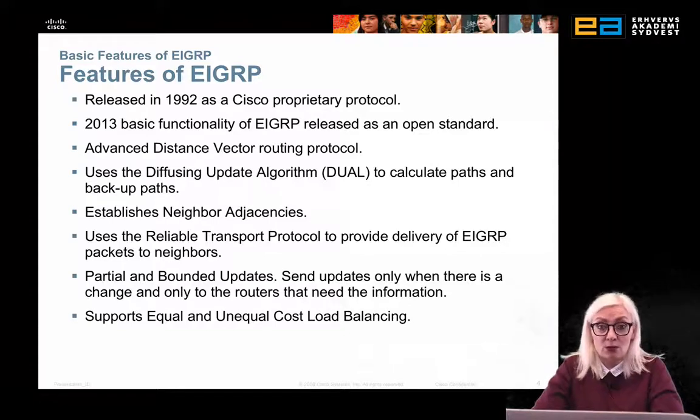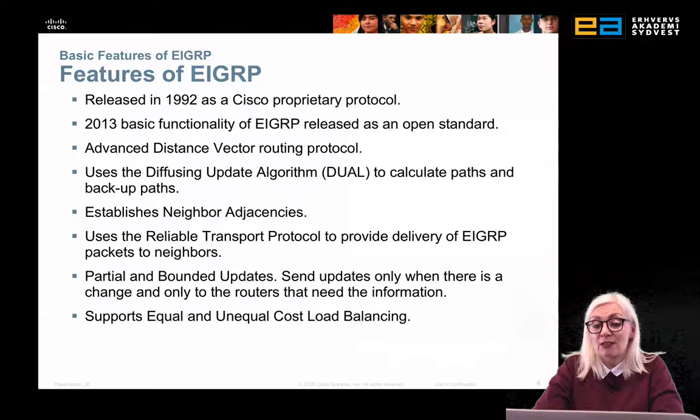It's an advanced distance vector routing protocol. For instance, RIP is also a distance vector protocol, which means that it basically only operates and communicates with its neighbors and only knows of its neighbors. But EIGRP is far more advanced than the RIP routing protocol. It uses, among others, the Diffusing Update Algorithm, or DUAL. This is the way that it calculates the paths and the backup paths to different networks within the routing domain.